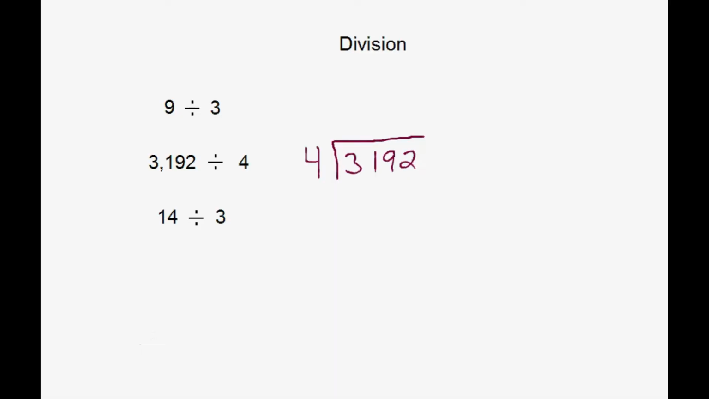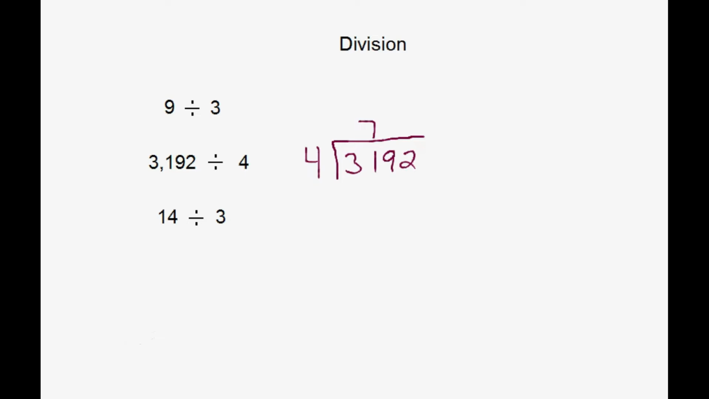We're dividing 4 into 3,192. We're not going to divide 4 into this entire number at once. So let's start by dividing 4 into 31. 4 goes into 31 7 times.